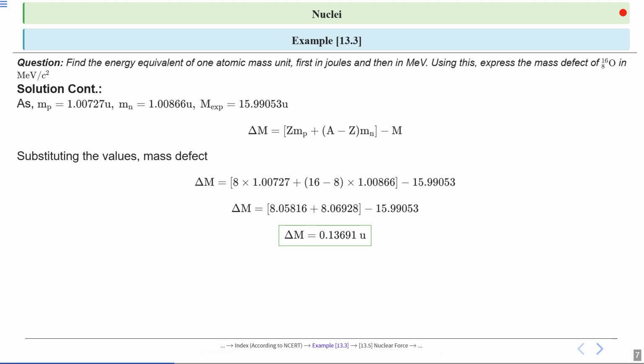After calculating, we find that the mass defect for oxygen-16 is 0.13691 atomic mass units. This value tells us how much mass has been converted into binding energy to hold the nucleus together. This is the difference between the total mass of the separate nucleons and the actual mass of the nucleus. We will use this value in the next steps to find the energy equivalent.